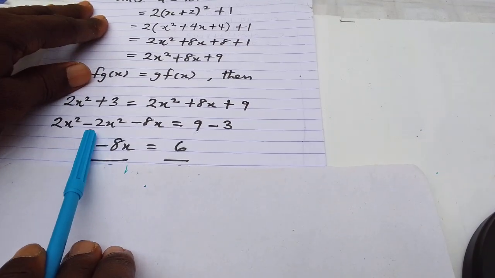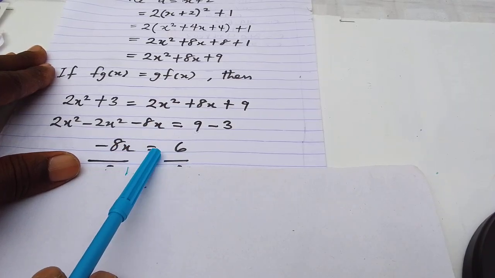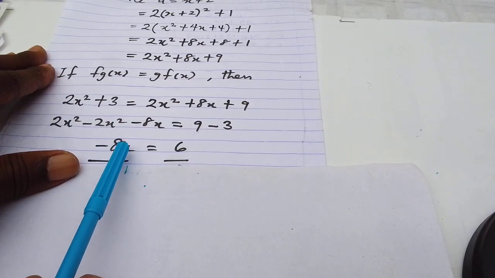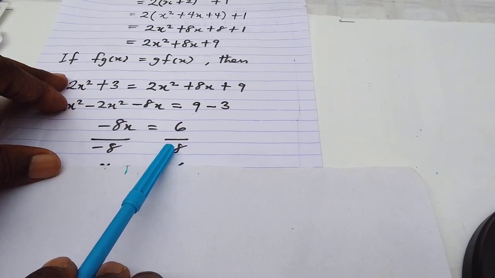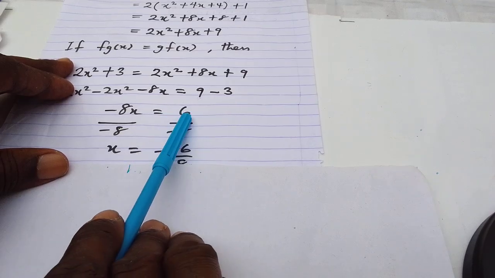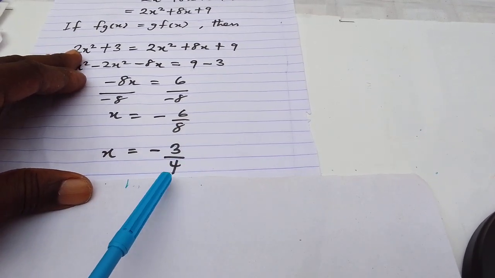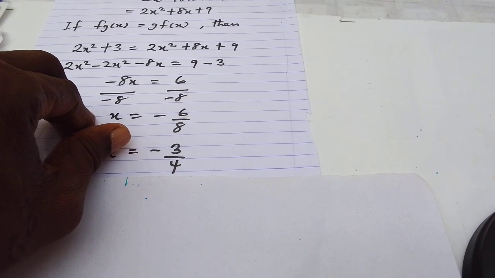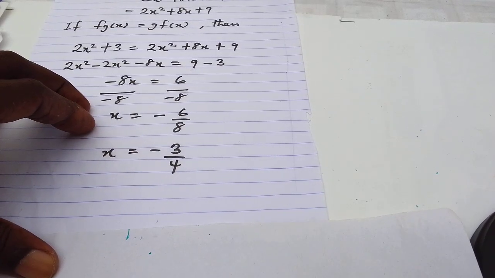So you are having 2x squared minus 2x squared is what? 0. We are left with minus 8x should be equal to 9 minus 3 will give us what? 6. So for us to be able to get the value for x, you divide both sides by minus 8. So you are left with x here. Divide this one by 8, you have minus 6 over 8. This to the lowest term will give you minus 3 over 4. So it means for the two composite mappings to be equal, the value for x should be minus 3 over 4.